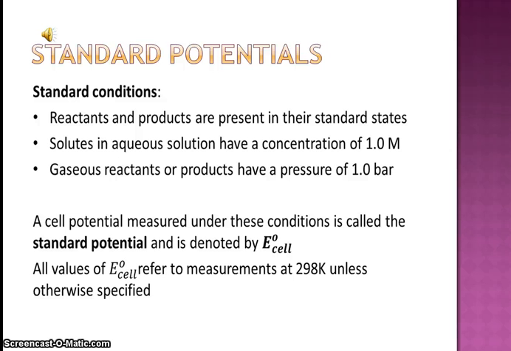When measuring standard potentials, there are a number of factors that can change the cell potential. For example, the half cells used, the concentration of reactants and products in solution, the pressure of gaseous reactants, and the temperature. But in order to make this more simple, only consider cell potentials measured under standard conditions. These are: reactants and products are present in their standard states, solutes in aqueous solutions have a concentration of 1.0 molar, and gaseous reactants or products have a pressure of 1.0 bar.